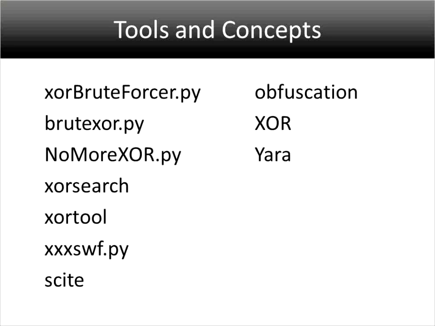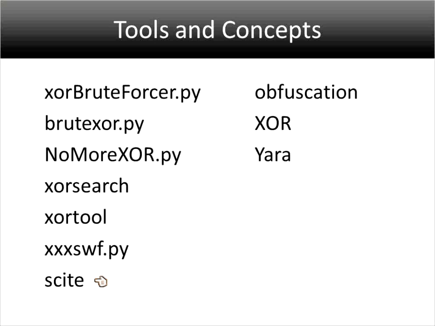So we talked about a bunch of tools that have been added to REMnux, and these are focused on analyzing XOR encoded data or code. And I talked about the tools that have been added and those tools that have existed there before. There are some additional tools that you might find useful when doing this analysis, such as XOR tool and xxxswf.py. I'm not going to get into them at this point.